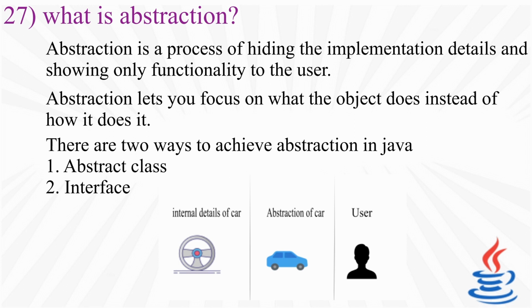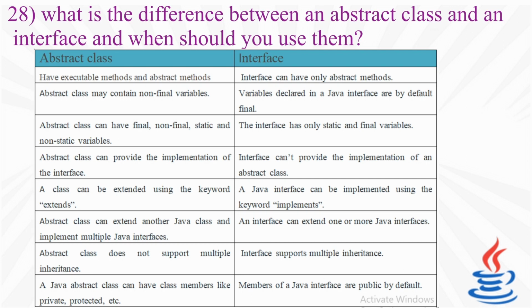There are two ways to achieve abstraction in Java: by using abstract class and interface. In this example, you don't know the internal working of the car, only showing functionality to the user. Next question is, what is the difference between an abstract class and an interface, and when should you use them?